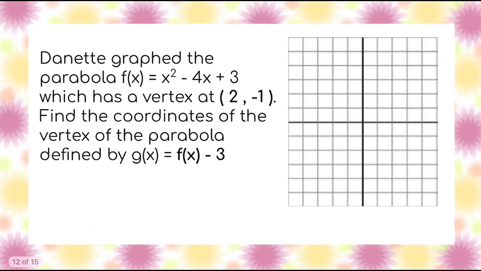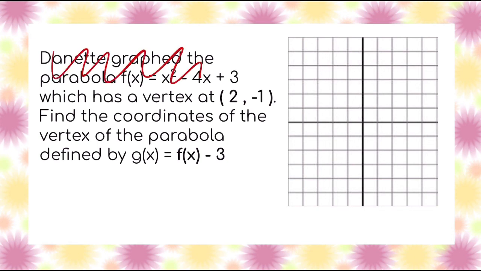Let's do another one. This one looks more complicated than it has to be. Danette graphed the parabola f of x equals x squared minus 4x plus 3, which has a vertex at (2, -1). Find the coordinates of the vertex of the parabola defined by the graph g of x equals f of x minus 3. There's a lot of information that you don't need here, and in the directions, they actually said use of the graph is not even necessary. But let's use it to help ourselves out.